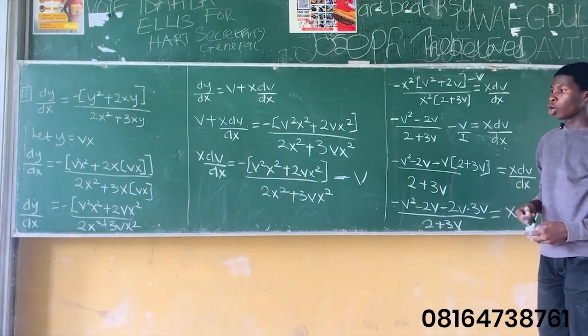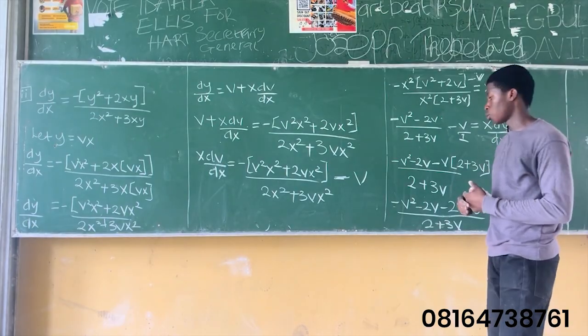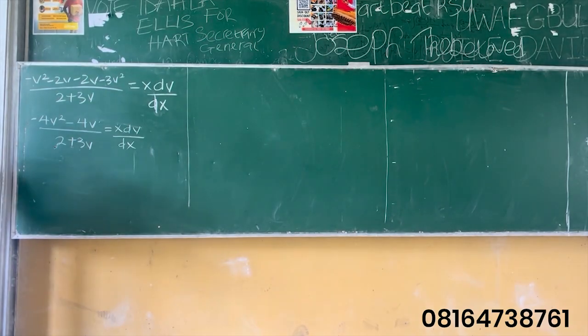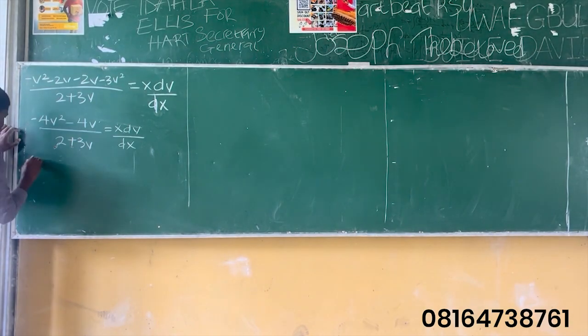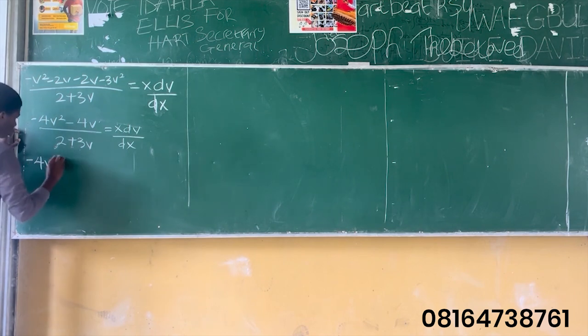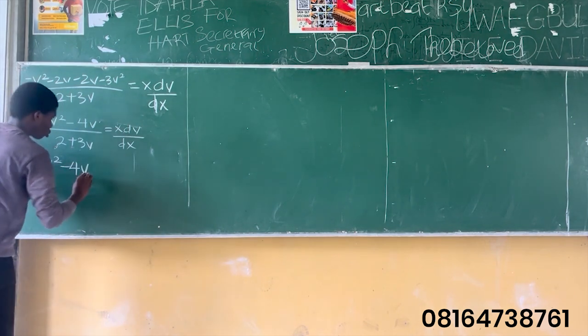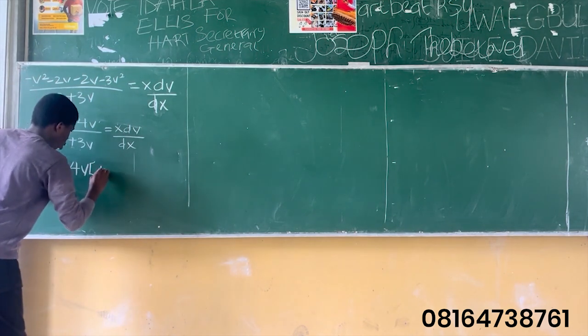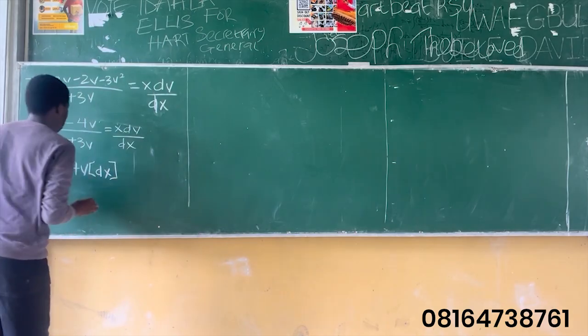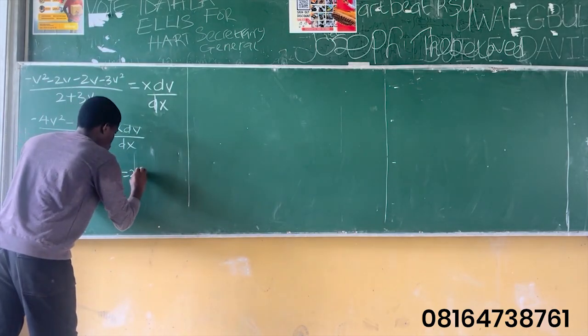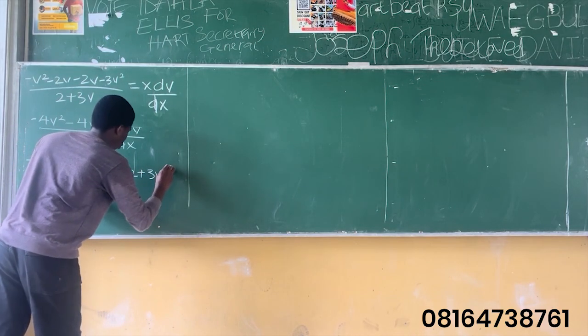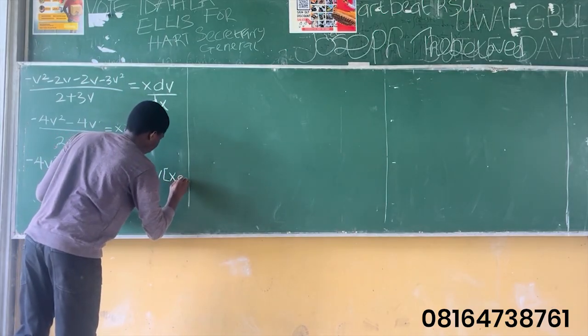So now we'll be working through with the other equations. We are going to be cross multiplying. So this, minus 4v squared minus 4v dx, is equal to 2 plus 3v x dv.